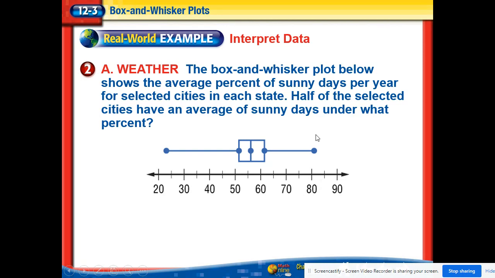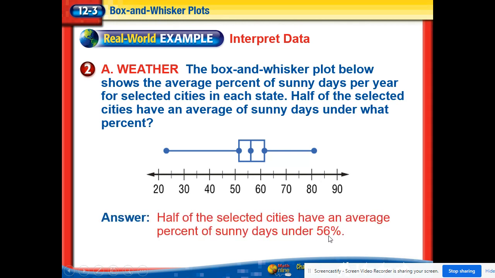Now, what can we do with this box and whiskers? Well, we can answer questions such as this one. A box and whiskers plot below shows the average percentage of sunny days per year. Half of the selected cities have an average of sunny days under what number? Remember, it's 25% for each of these. So which ones would be the lowest 25%? Well, that would be these over here. But we want half of them, so that's 50%. So here and here, the whisker and the first part of the box. So we're looking here at 56, 57. So we're talking about lower than 56.